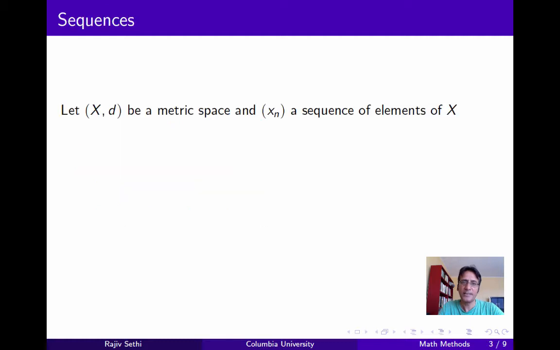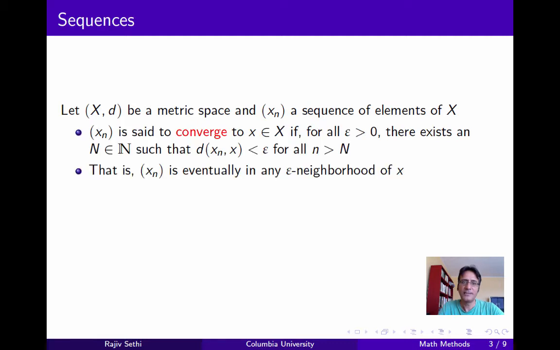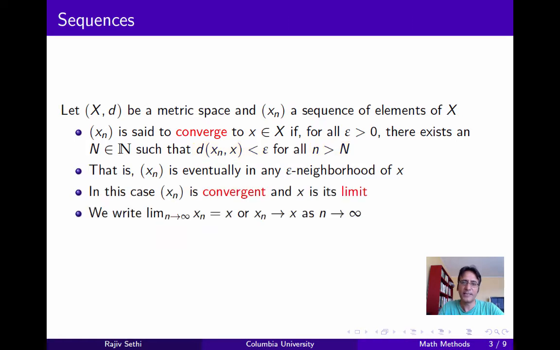compactness. So let (X, d) be a metric space, and let x_n be a sequence of elements in this space. We say that this sequence converges to a point x if for every epsilon positive, there exists an epsilon neighborhood of x such that if you go deep enough into this sequence, all subsequent terms are within this epsilon neighborhood, and this has to hold for every epsilon positive. And in this case, we say that x_n is convergent and x is its limit, and the notation for this is shown on the slide.